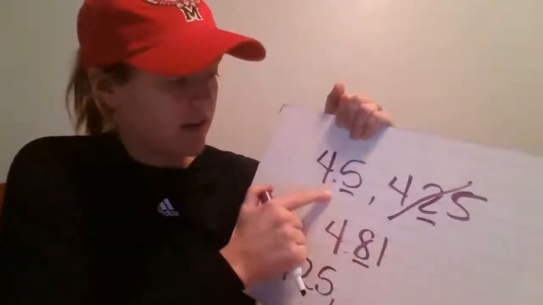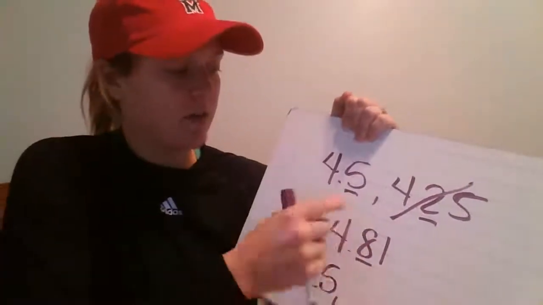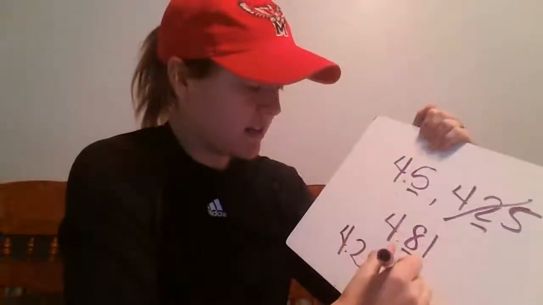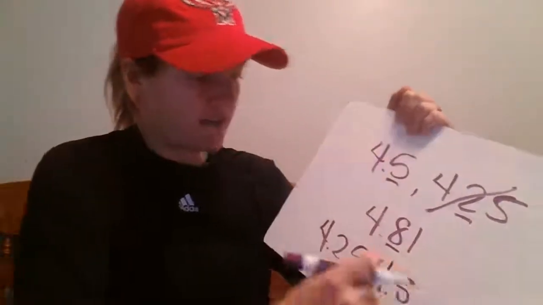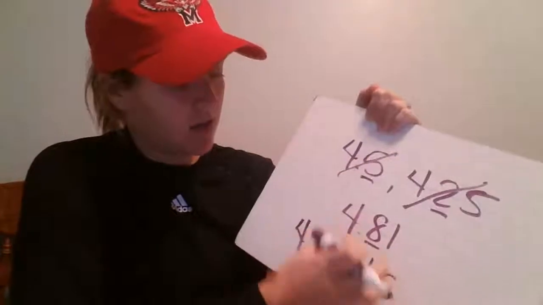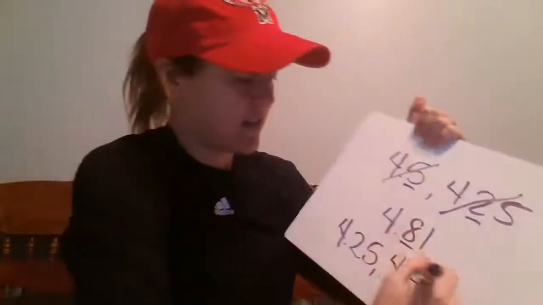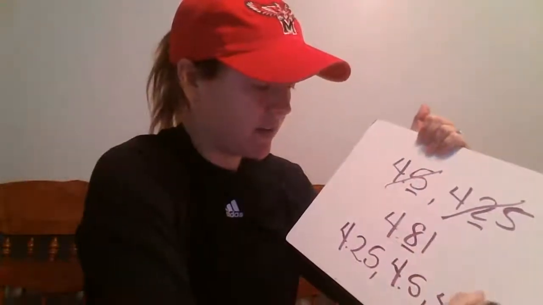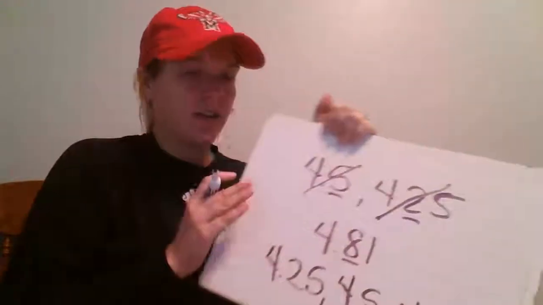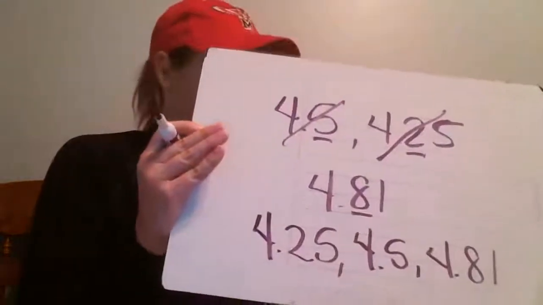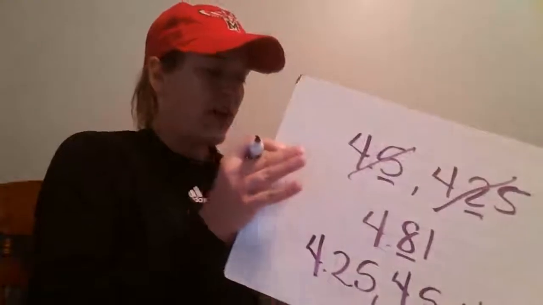So we're going to look at the 5 and the 8. Well, we know 5 is less than 8. So 4.5 is going to be our next one. And the only number that we have left is 4.81. Okay, so as you can see, we're going to look at the number that they don't have in common.